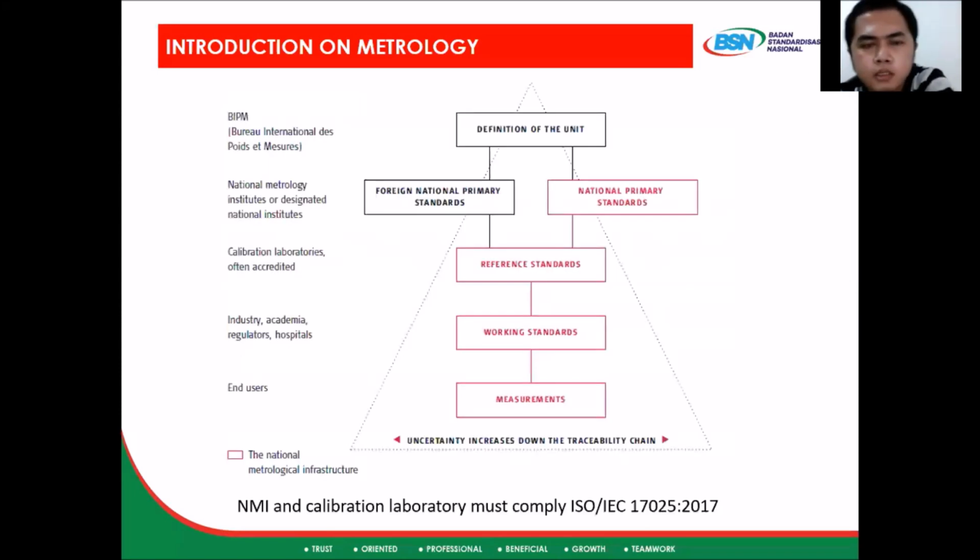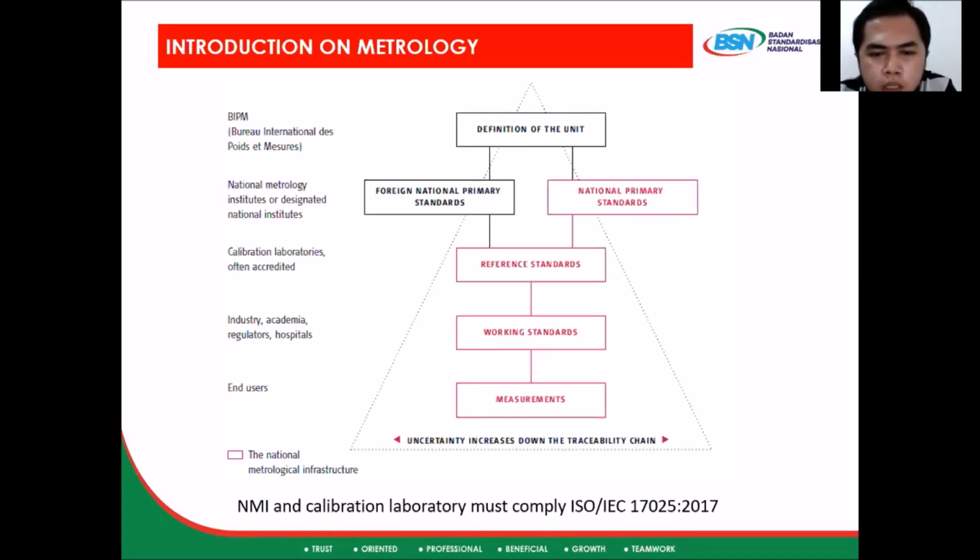And this is the illustration of the traceability chain. From the definition of the units, this is realized by the NMIs with national primary standards, and with intercomparison with other NMIs to ensure the values, then down to the reference standard, then the working standard, and to the measurement itself.